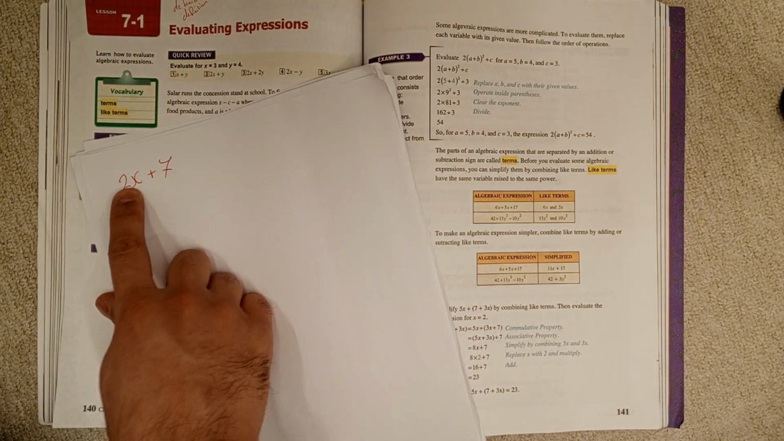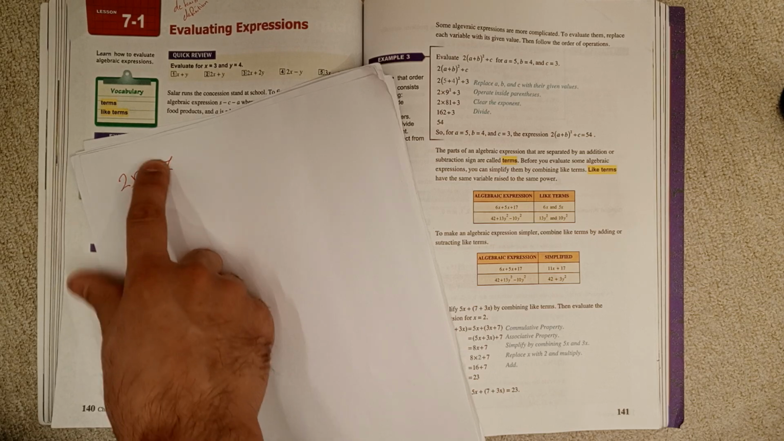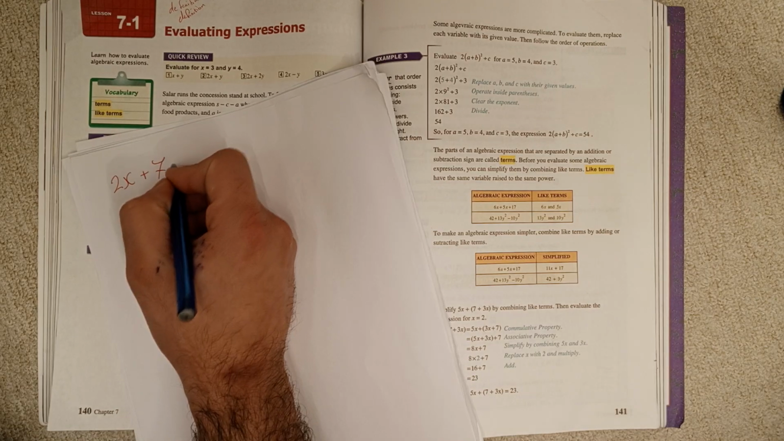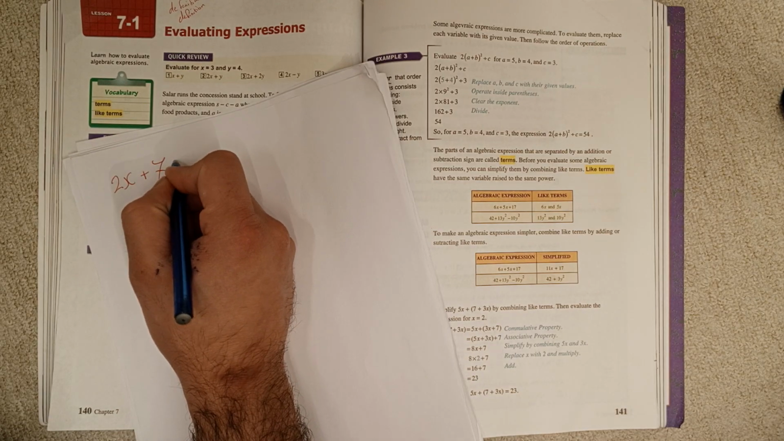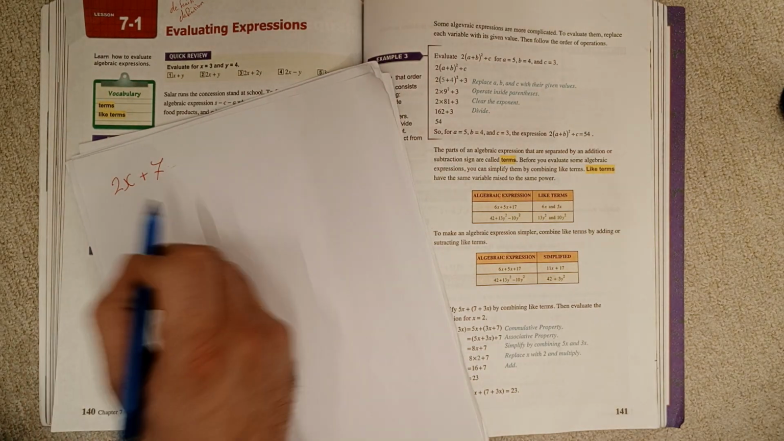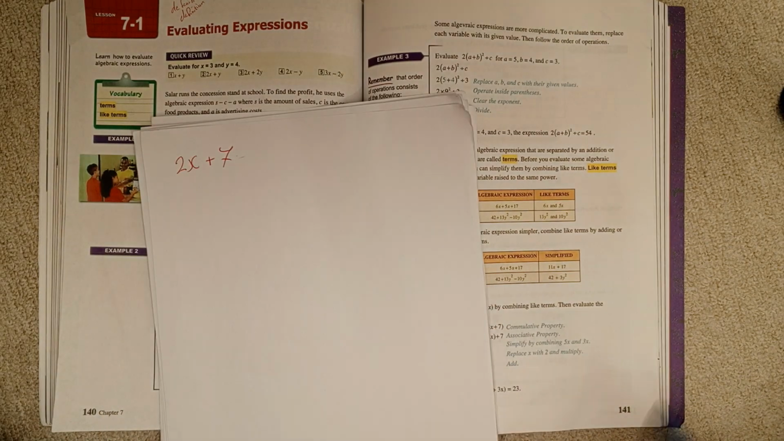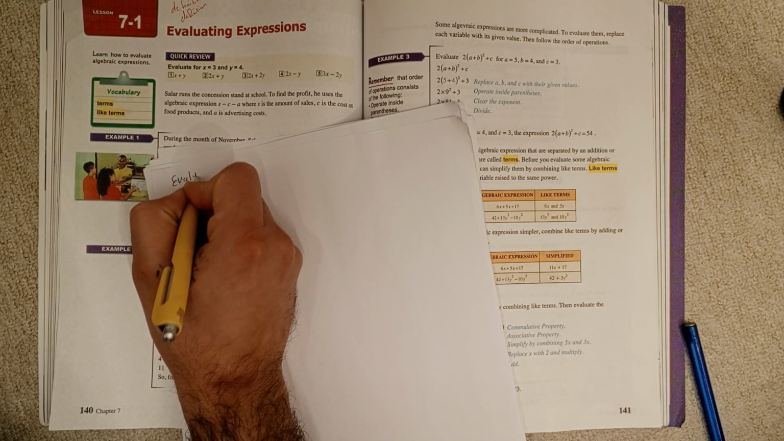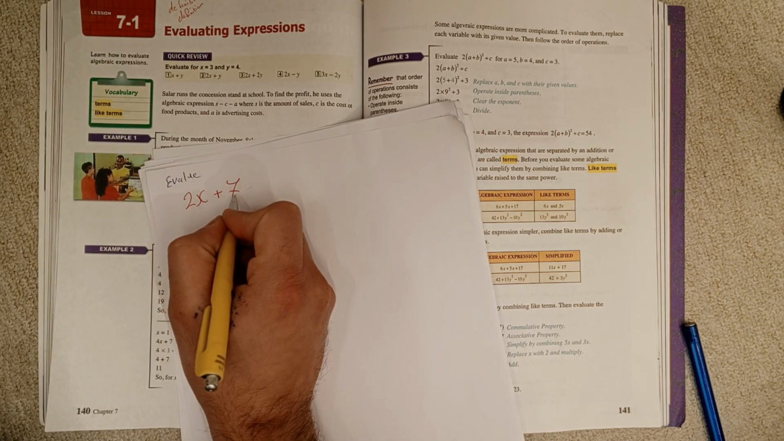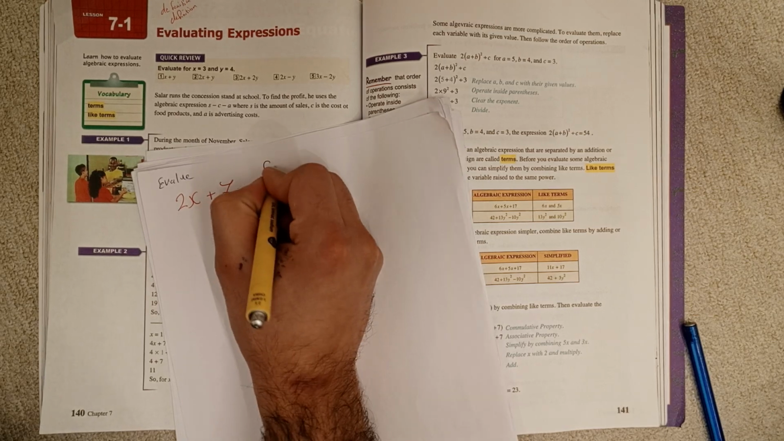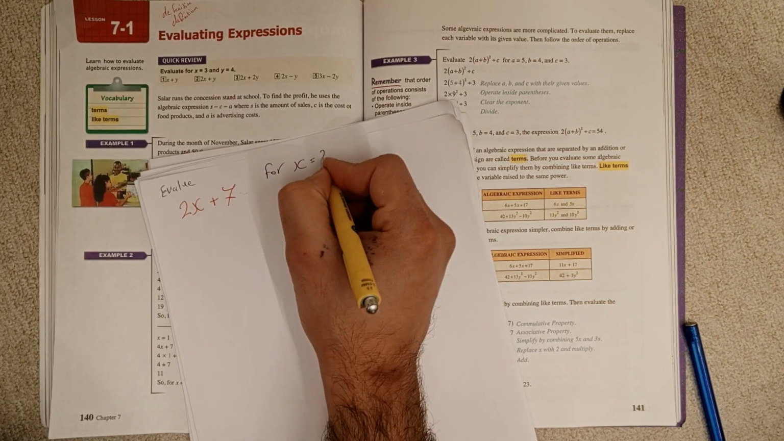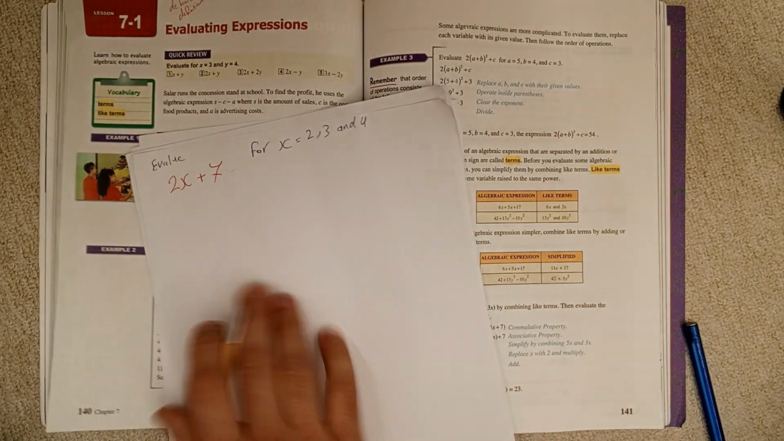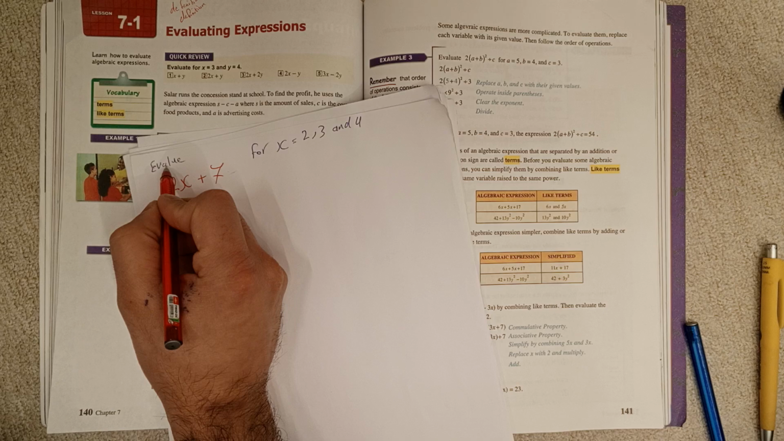It's combining the numbers, the operation, which is the addition sign, and the letters, and it doesn't have the equal sign. Can you see the equal sign in here? No. An expression doesn't have the equal sign. Okay, so if the question says evaluate 2x plus 7 for x is equal to 2, 3, and 4. Okay, what does evaluate mean?